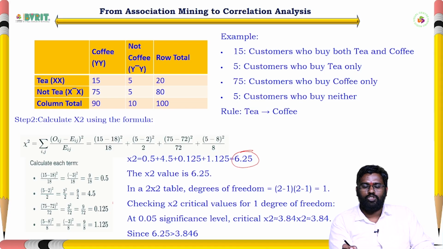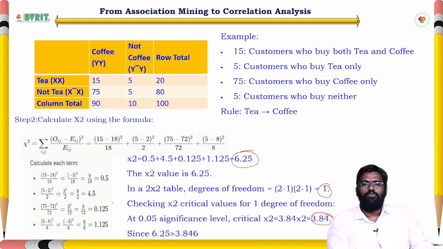This is a 2 by 2 table, 2 rows and 2 columns. So in the 2 by 2 table, the degrees of freedom is 2 minus 1 times 2 minus 1, so the degrees of freedom is 1. With degrees of freedom 1, at the 0.05 significance level, the critical value is 3.84. Our obtained value 6.25 is higher than this one. That's why the given values are not correlated. That is about association mining to correlation analysis.